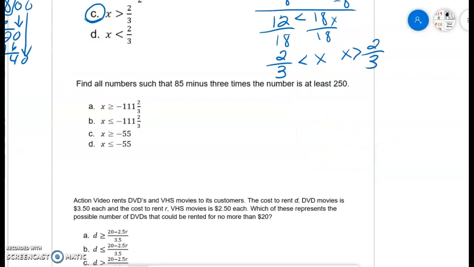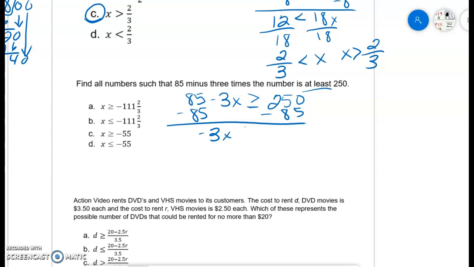This next one, you needed to write your inequality. 85 minus 3x at least means that it is equal to 250 or it is greater than. So we're going to minus 85. Negative 3x is greater than or equal to, we're going to have to borrow here. This becomes 14, so 175 divided by a negative 3. Remember, when you divide by a negative, you have to flip that inequality.